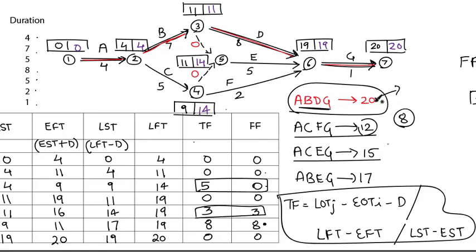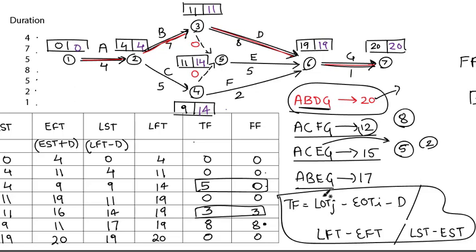So since there is a 5-day gap, from these 5 days, 3 days will be used for E, but the remaining 2 days cannot be used for any of the activity, right? Only 3 days can be used for activity E. It's a little bit confusing, so try to understand.